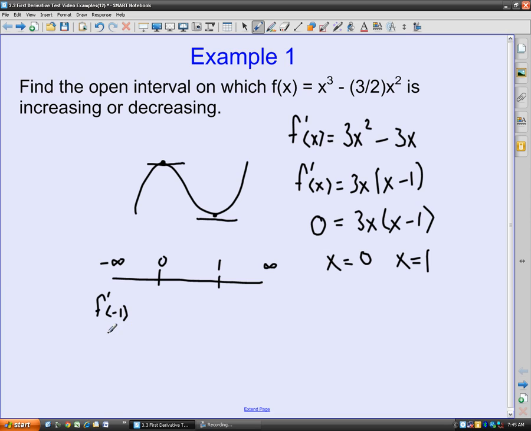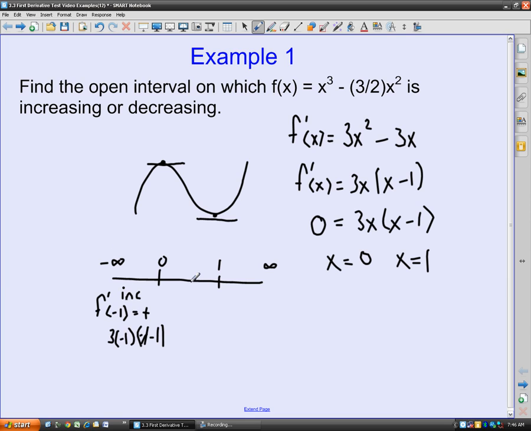So I go 3 times negative 1 times (negative 1 minus 1). You can see that I'm going to end up with a positive number. Negative 1 minus 1 is negative 2, and we have two negatives being multiplied together. So at this point, we know we are increasing between negative infinity and 0.